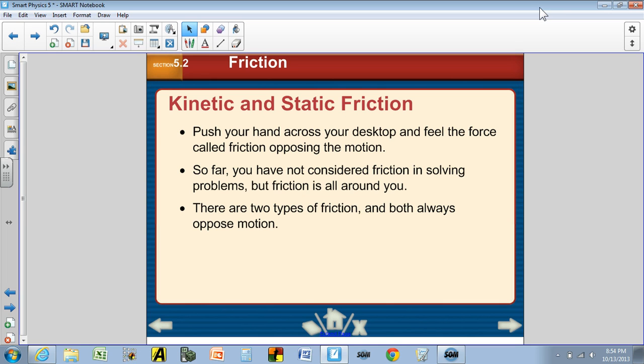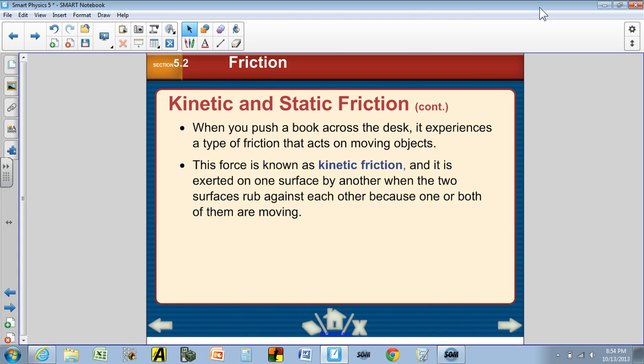We really haven't been including friction in our forces up until now, but it is a universal force, so we're going to take a look at that. When you push a book across the desk, you experience a type of friction that acts opposite the motion. This force is known as kinetic friction. It's exerted between two surfaces that are trying to rub against each other.